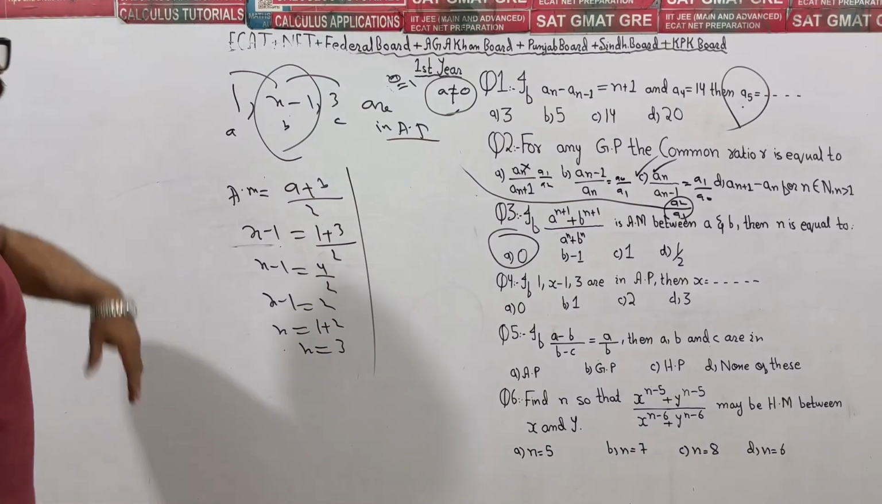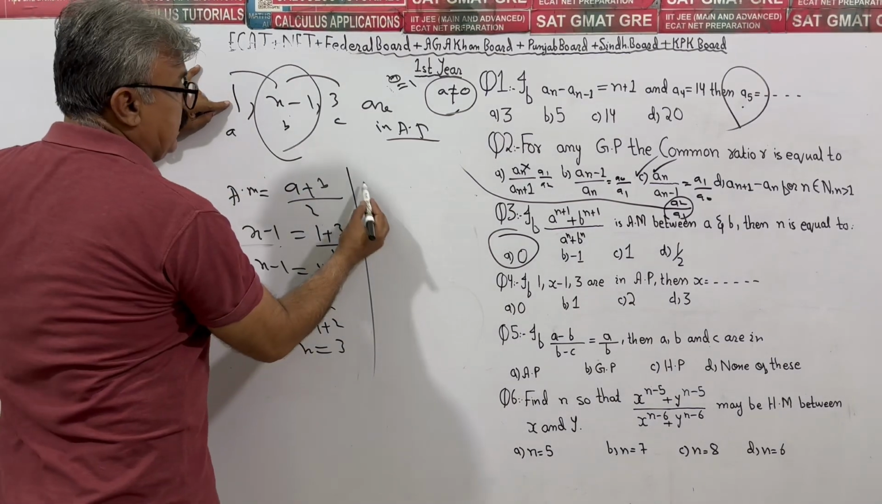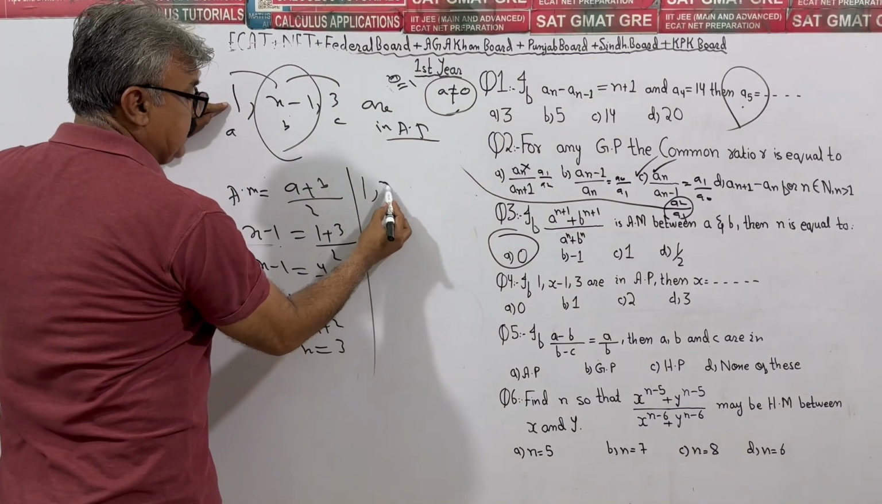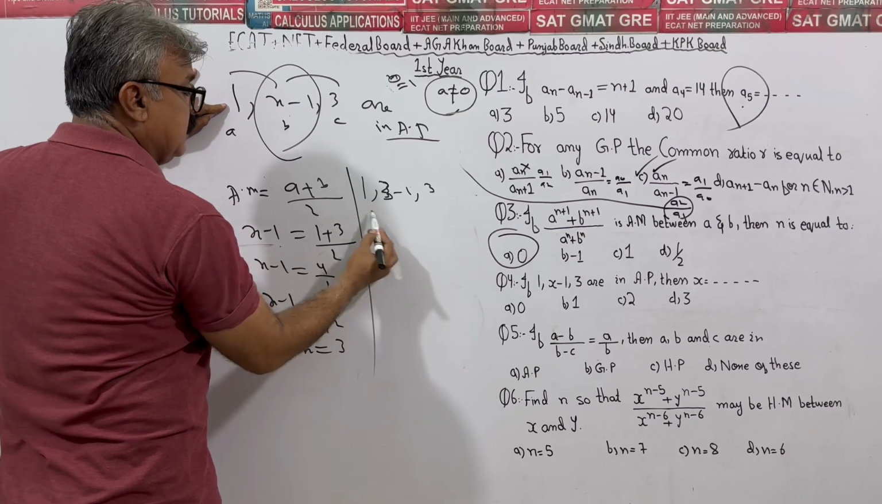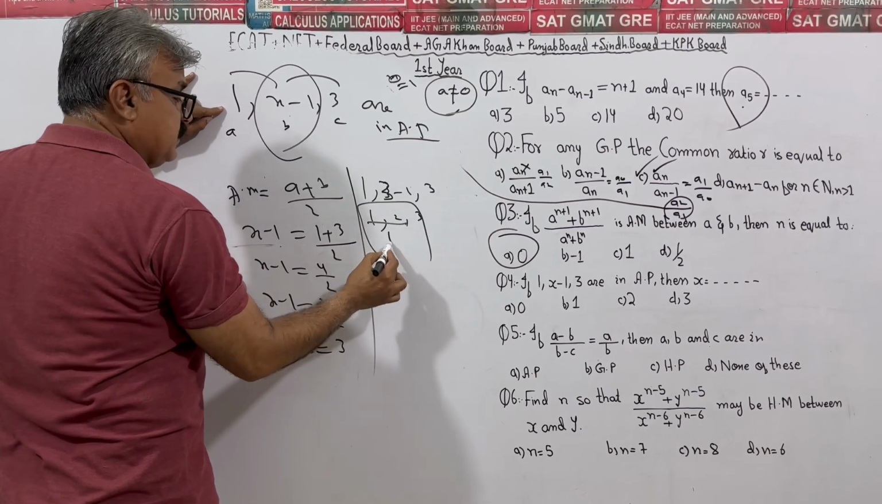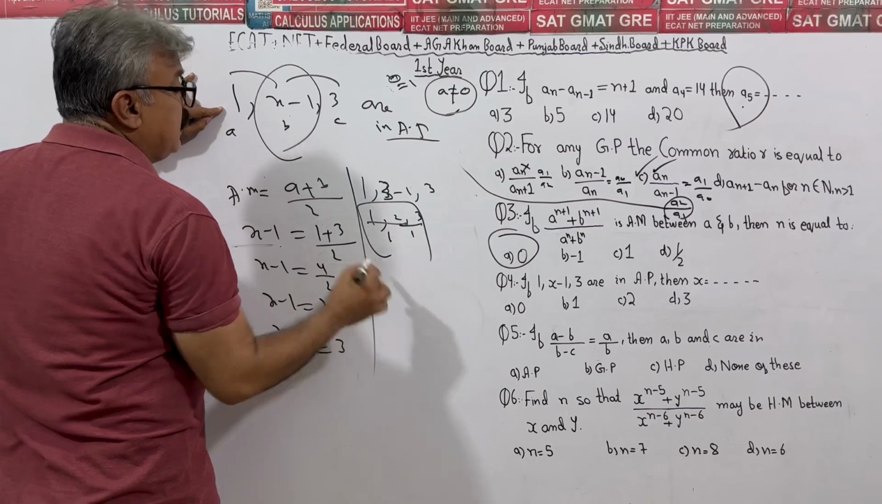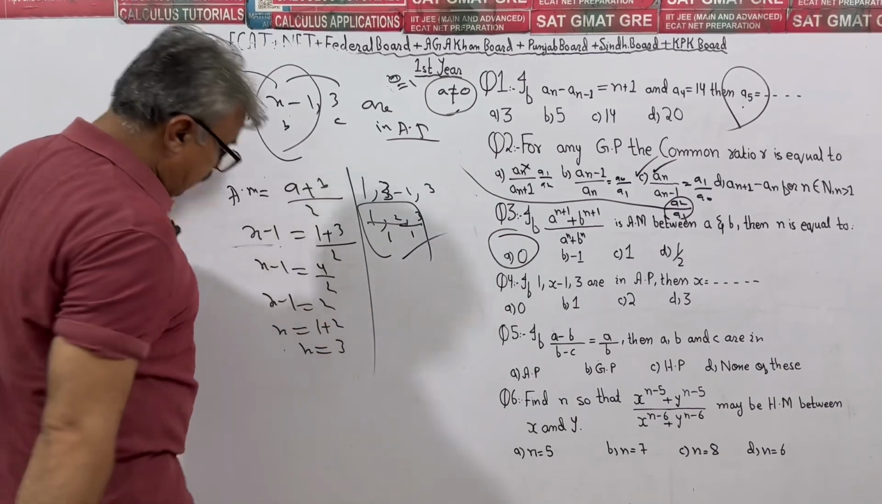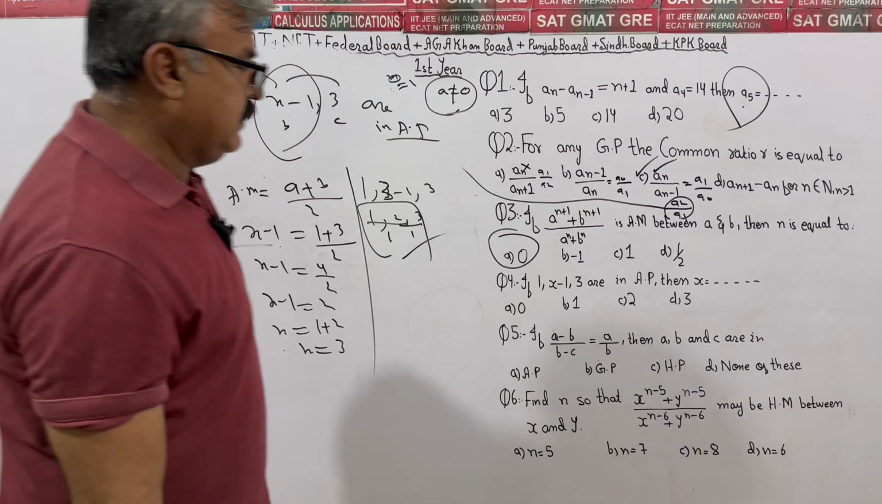Okay. One can verify from the options. Put 3 here: 1, 3 minus 1, 3. So 1, 2, 3. Look at this. The difference of these two terms is 1, and the difference of these two terms is 1. It means it is an AP. So our value of x is 3 in that case.